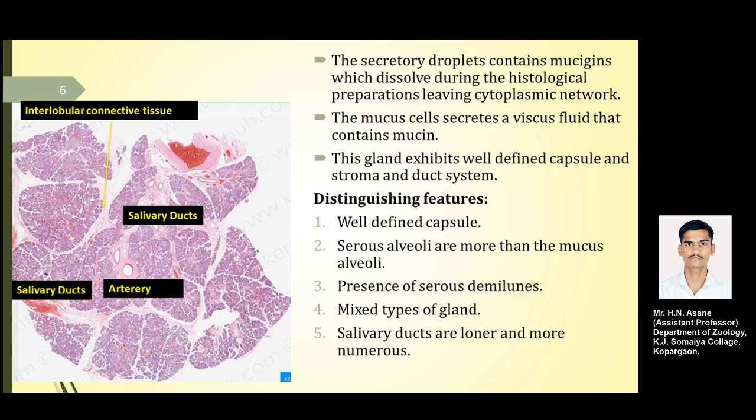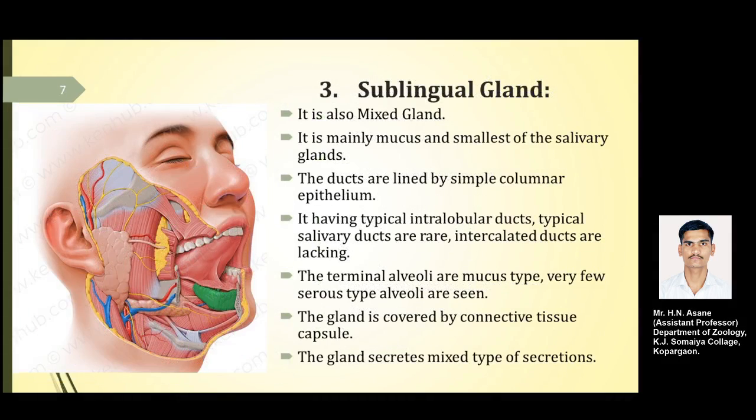So we will shift towards the third type of the salivary gland, that will be the sublingual gland. It is a mixed gland, mainly mucous, and the smallest of the salivary glands, smaller than the other two types of glands, the parotid and the submandibular. So the sublingual gland is the smallest among these three glands.